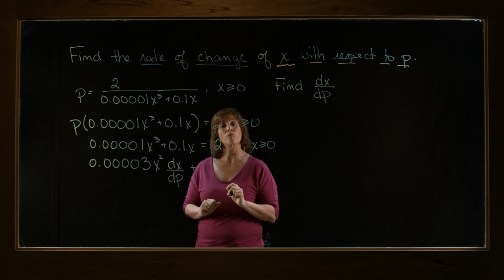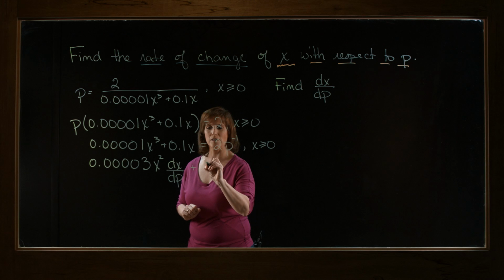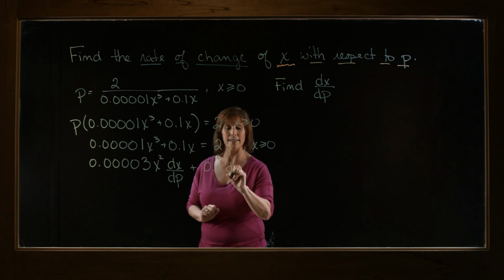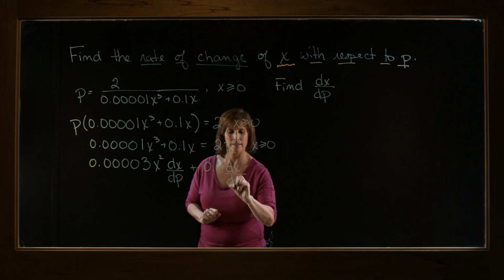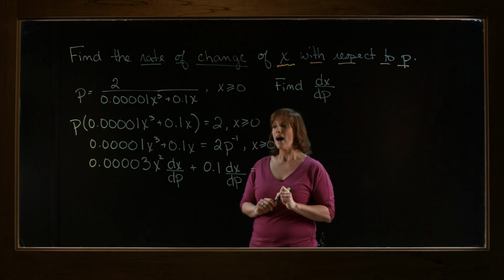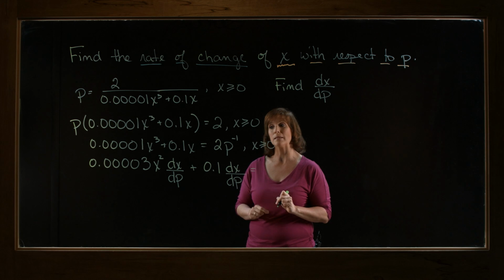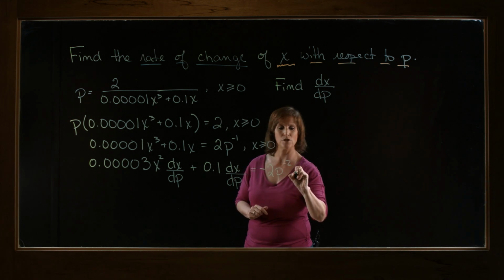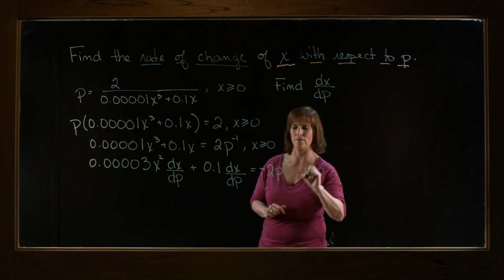Now I need the derivative of 0.1x, which is just going to be 0.1, and the derivative of x, again, don't forget, is dx/dp. On the right-hand side, I just need to take the derivative of 2p to the minus 1 power. So minus 2p to the minus 2 power, and again, x is going to be greater than or equal to 0.